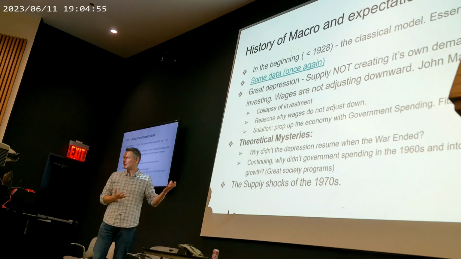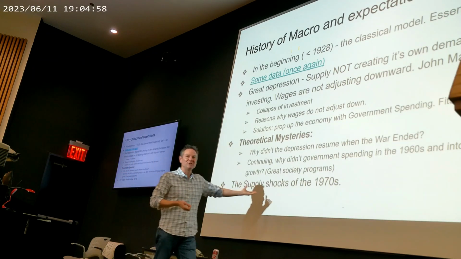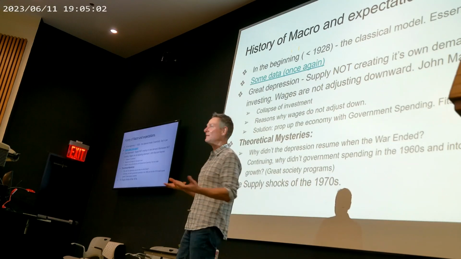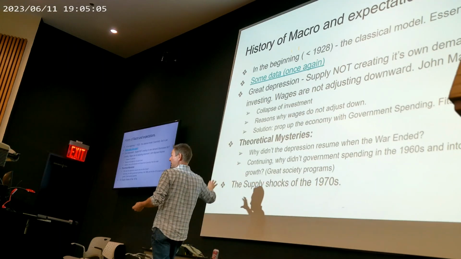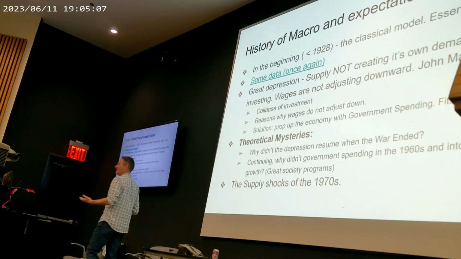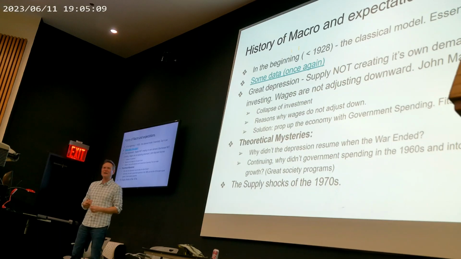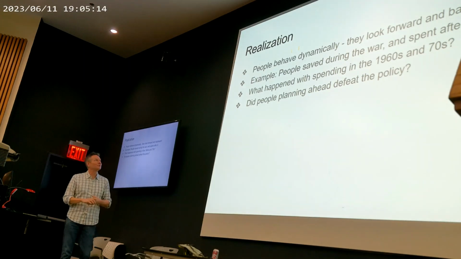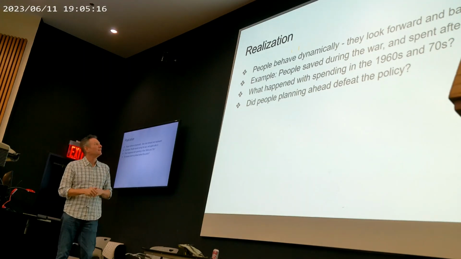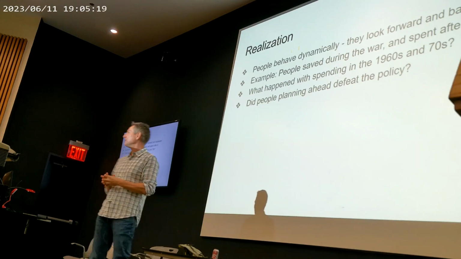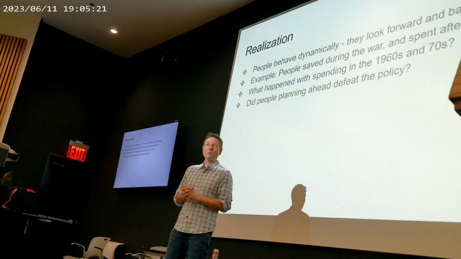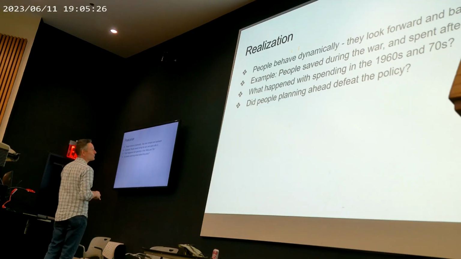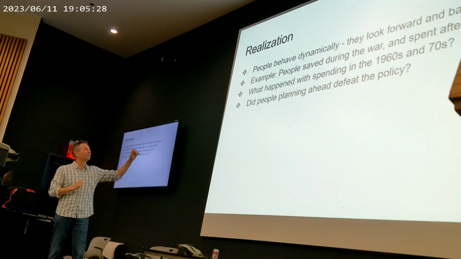So we had these mysteries, and then of course the 70s came, and that was a very strange time because we observed simultaneous inflation and unemployment, and really the only way we could explain that was by shifting aggregate supply, right, backwards. So supply shocks and these theoretical mysteries. One realization that came out of this, right, was that people behave dynamically, right? People behave dynamically, and I have some illustrations of this as we forge onward, not just from macro.